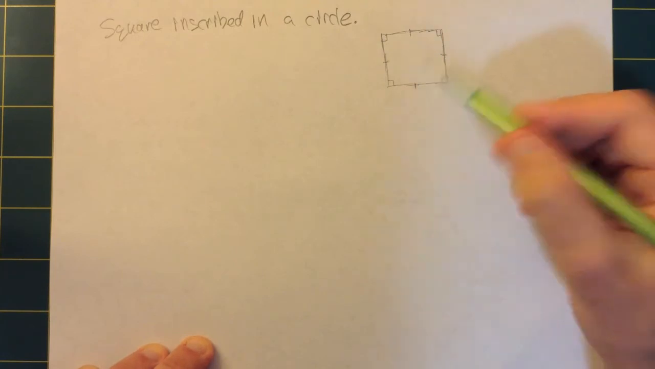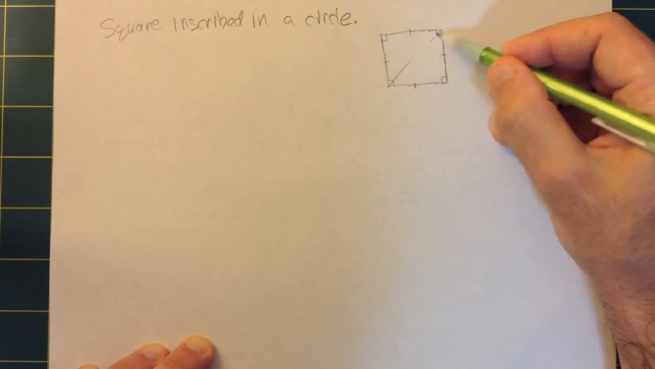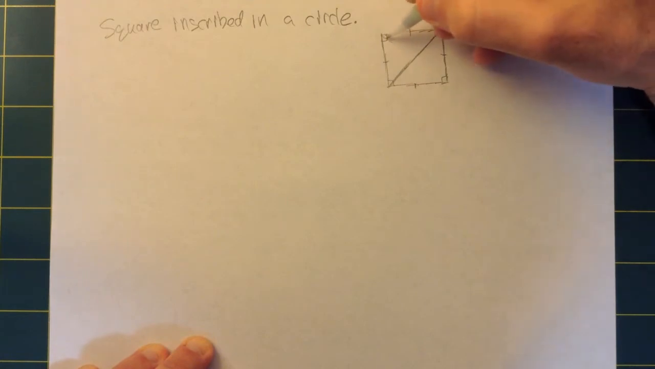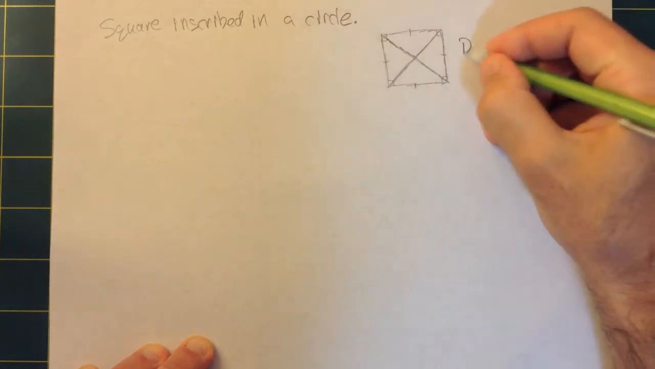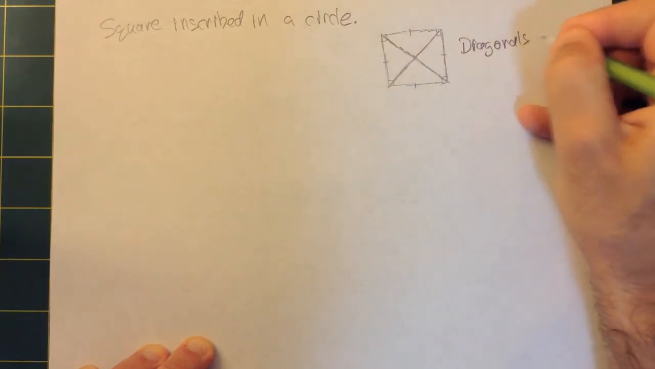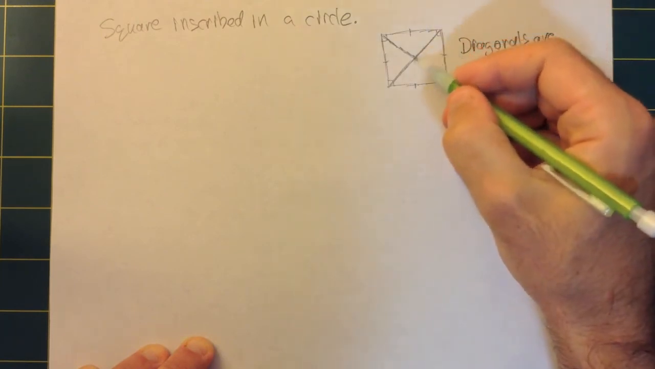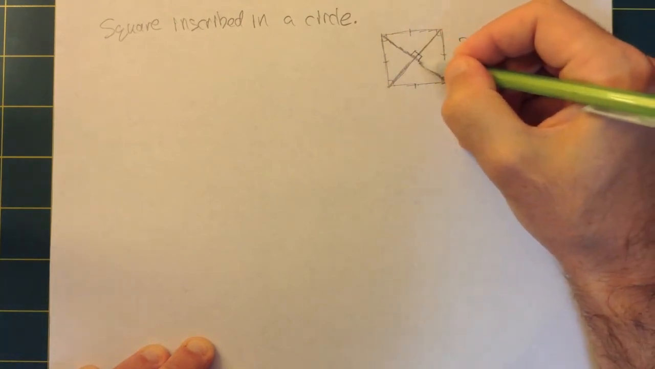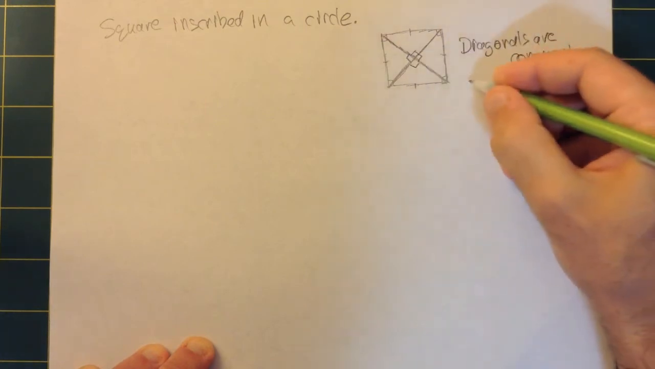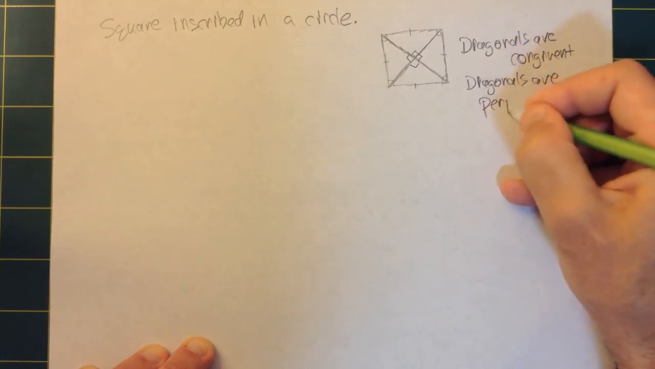But there's another property of squares, which is the one that's useful in our construction, which is this. If you were to connect one corner to another corner and create a diagonal, and then you take the other pair of corners and you connect them to make another diagonal, the diagonals are congruent. This is the same as this. And also, diagonals are perpendicular.